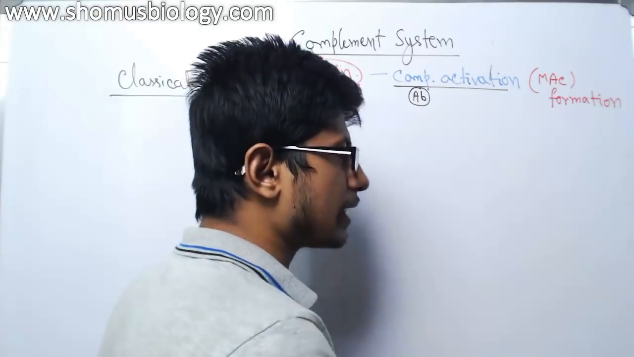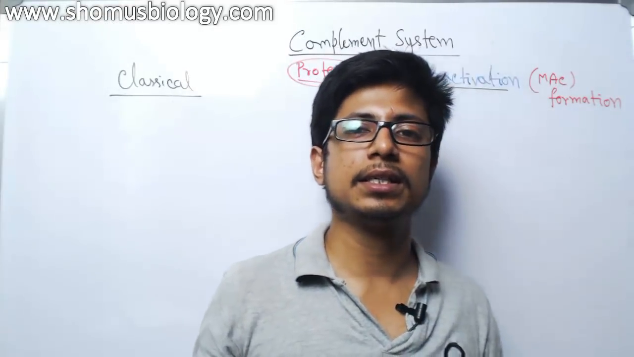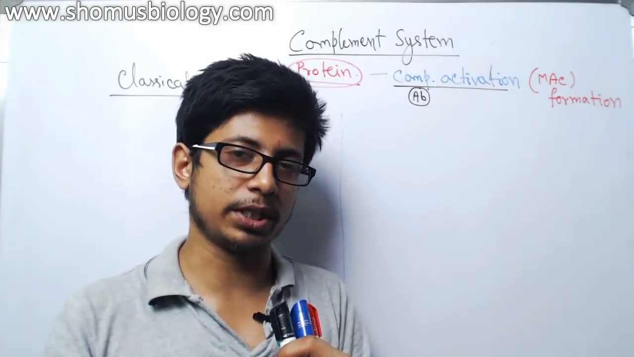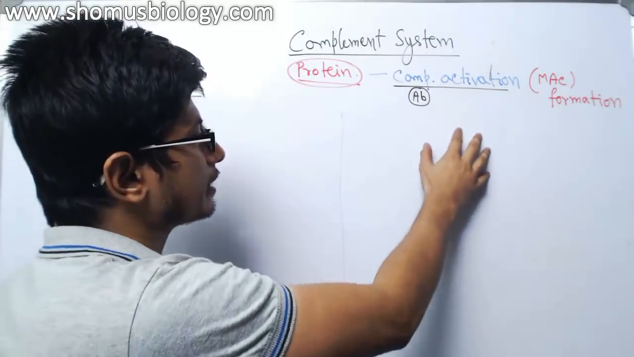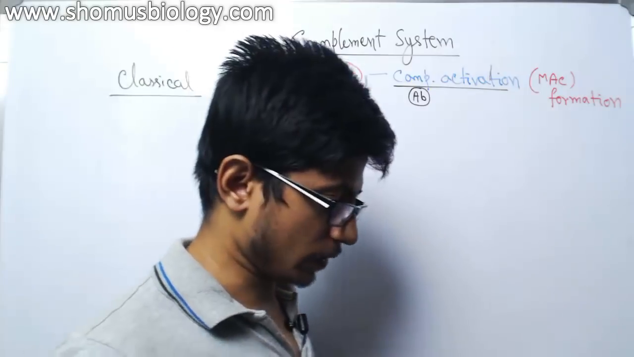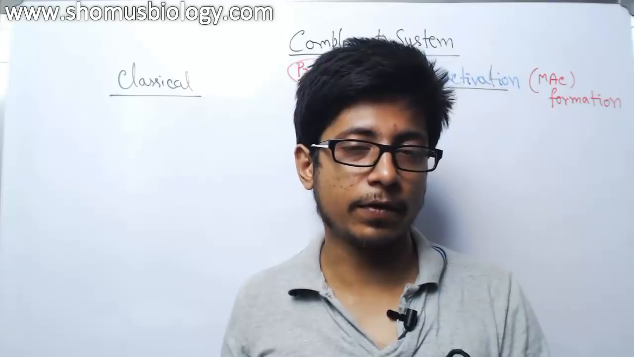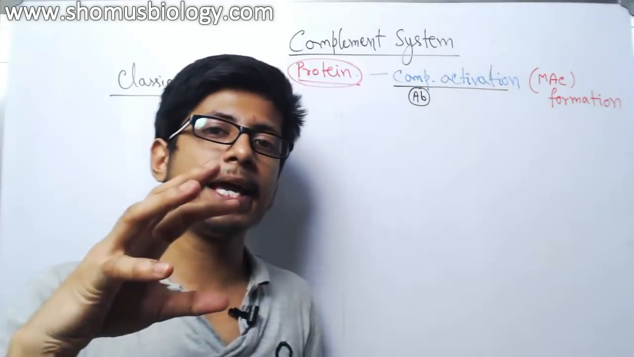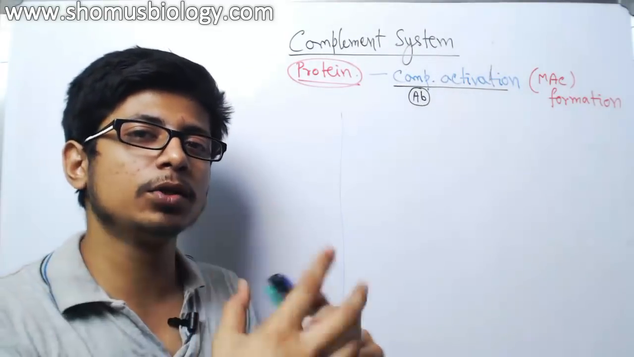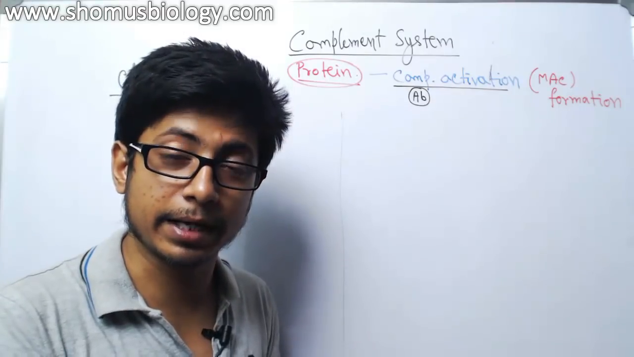Once they cover up the target cell, this is known as the opsonization process. Now covering a cell with antibody means two things. One is that other cells which are phagocytic cells, for example macrophages and dendritic cells, increase their appetite for all those cells which are covered with antibodies.